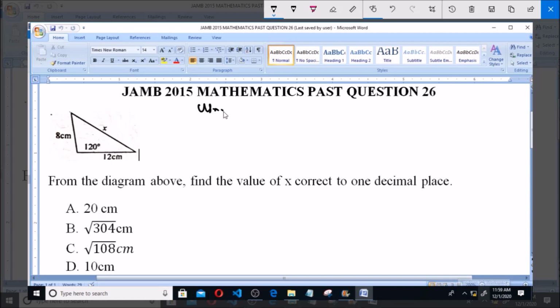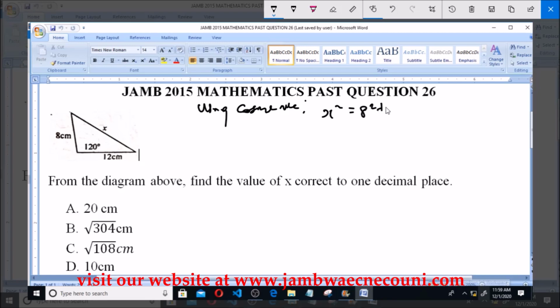So using the cosine rule, we have that x squared is equal to 8 squared plus 12 squared minus 2 multiplied by 8 times 12 multiplied by cos 120 degrees.